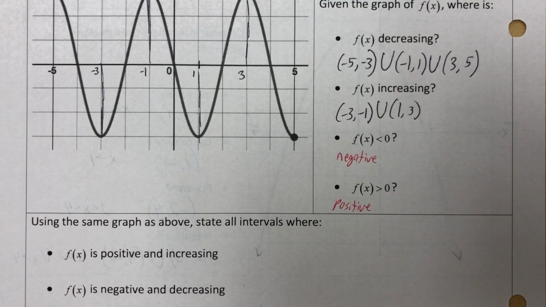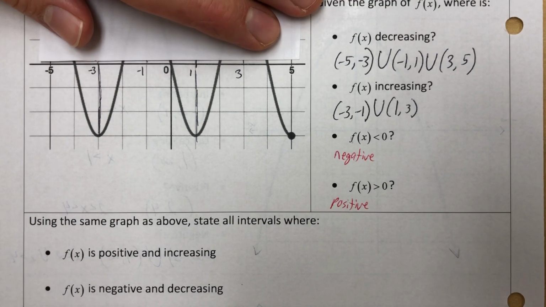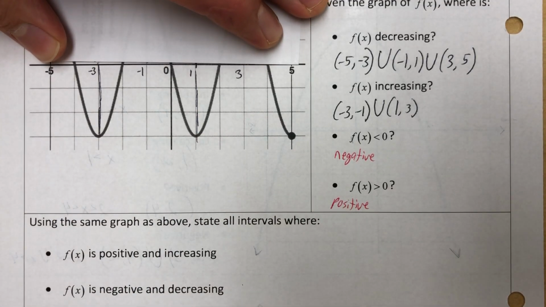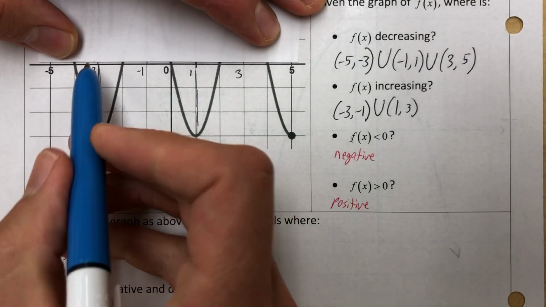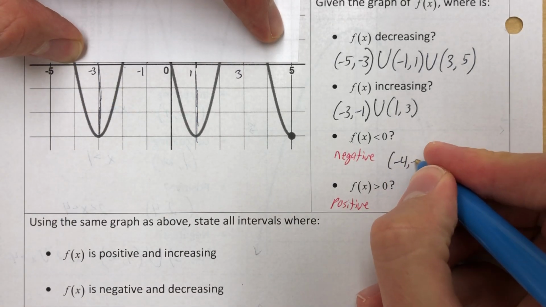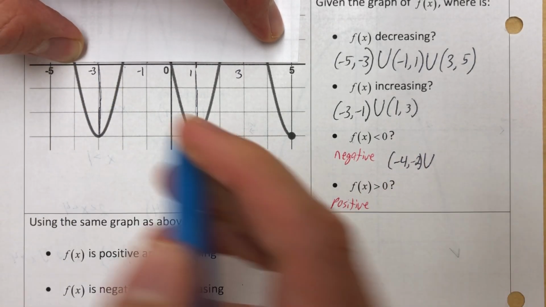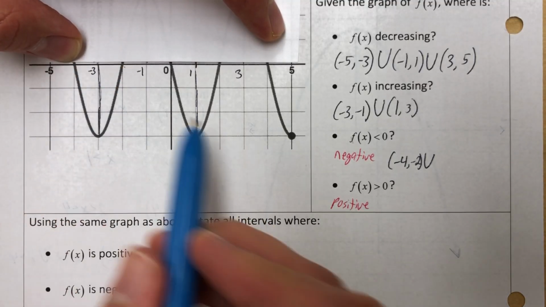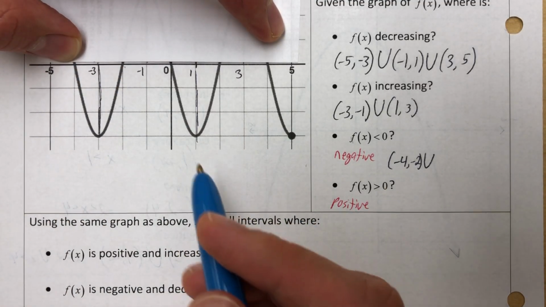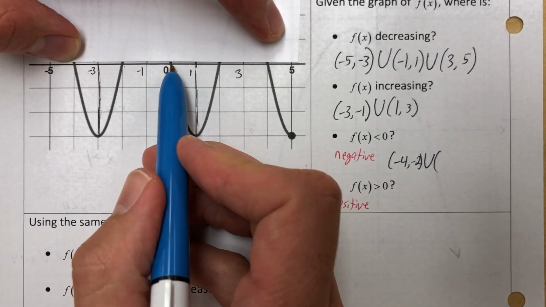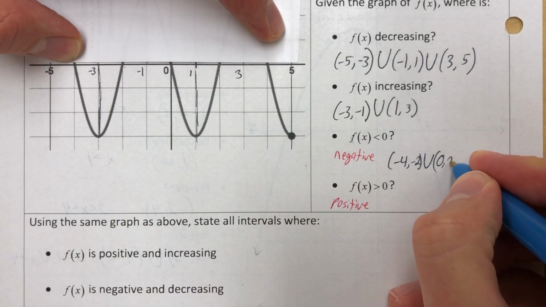So less than 0, here goes. It is negative here, here, and here. So let's list them. So it's negative everywhere from -4 to -2. And technically at -4 and at -2, the value of the function is 0. So it's not negative there. Some people put brackets, whatever. From 0 to 2, it's negative.